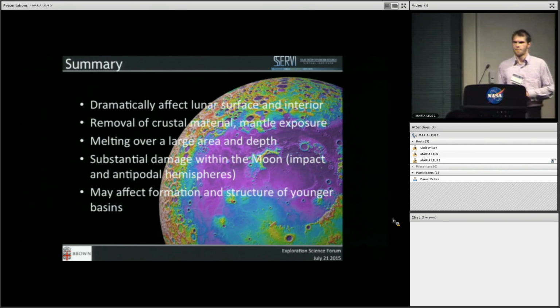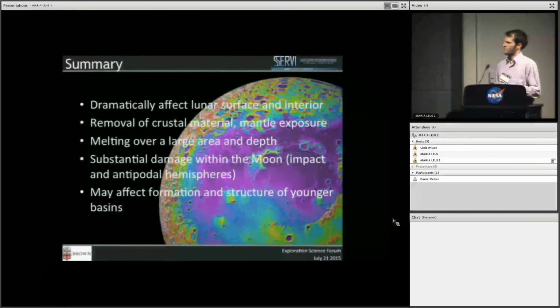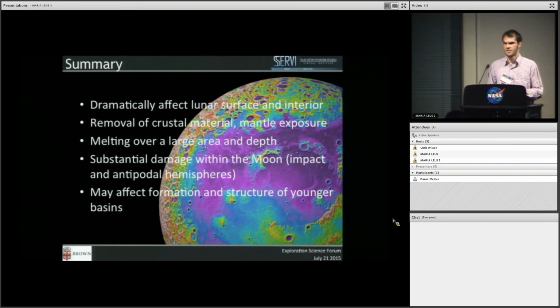So what do these impacts tell us about very large impacts going on in the early moon? Well, they dramatically affect the lunar surface and the interior. We see the removal of crustal material from around the impact site, resulting in the exposure and excavation of mantle material across a large area around the initial site of the impact. The impact also produces a large amount of melt, which occurs over a large area and great depth also. And because of the enormity of the impact, there is substantial damage within the moon, both on the impact hemisphere and also on the antipodal hemisphere.